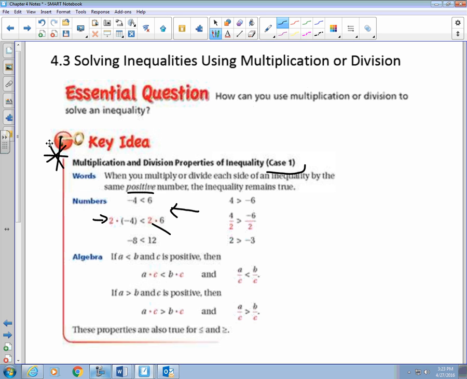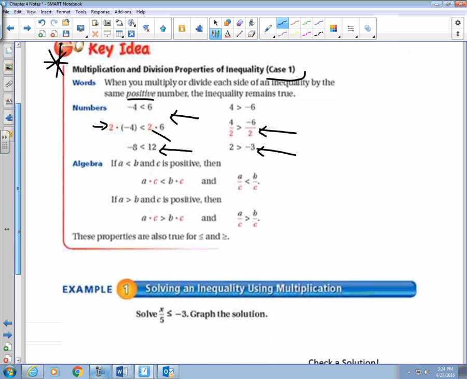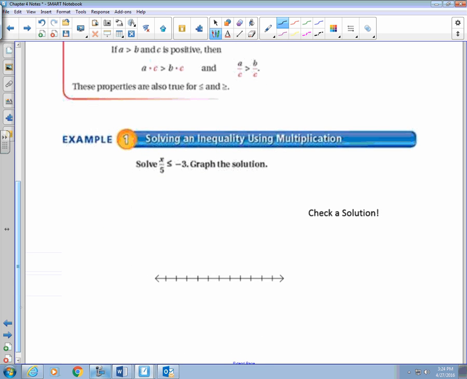If we multiply both sides of the inequality by the same positive number, the inequality will look different, but it will still be true. And on this side, if we divide both sides of the inequality by a positive number, the new inequality will look different, but it will still be true. All right, so that's what we're saying there. Let's see how that is put into practice by doing some examples.